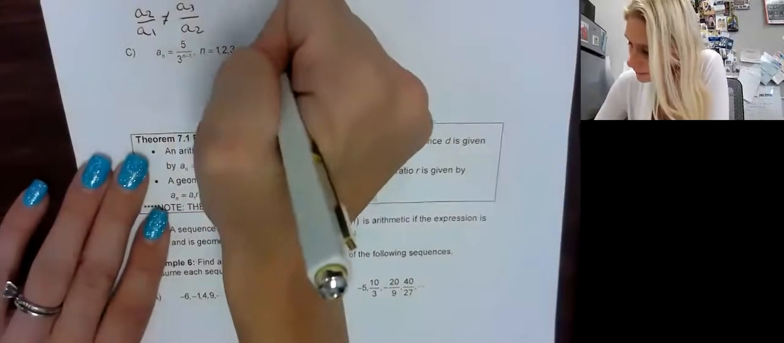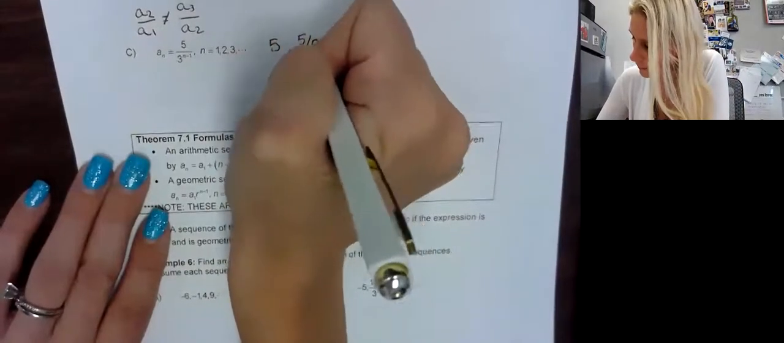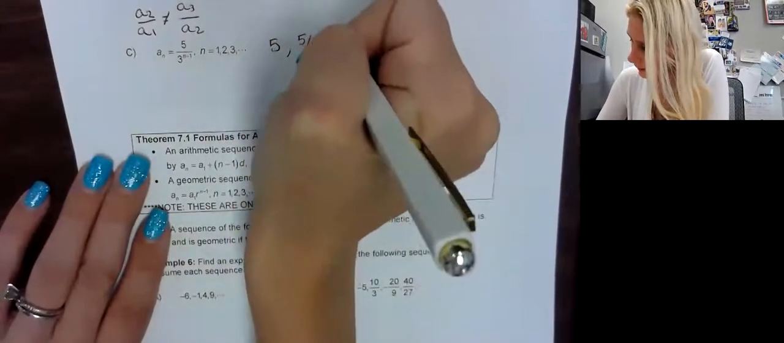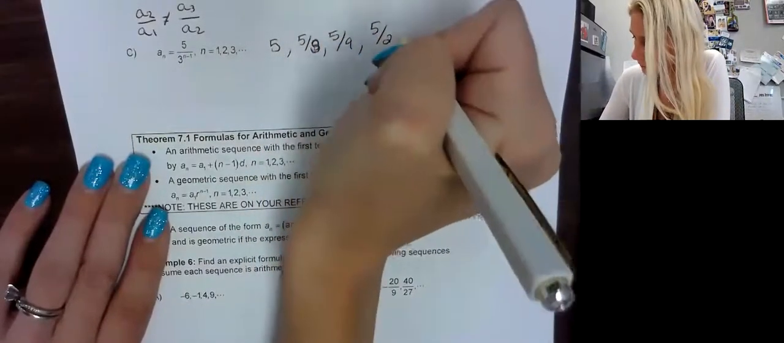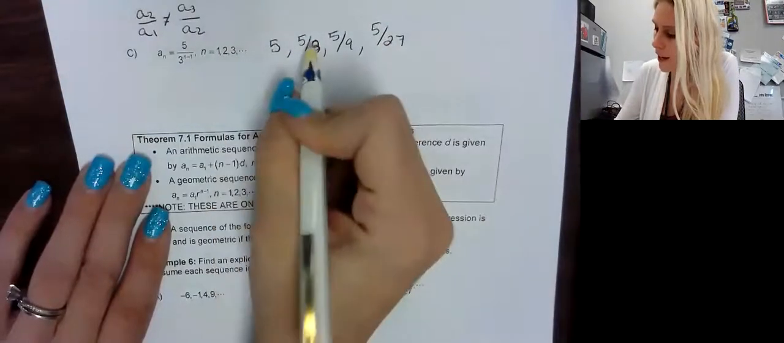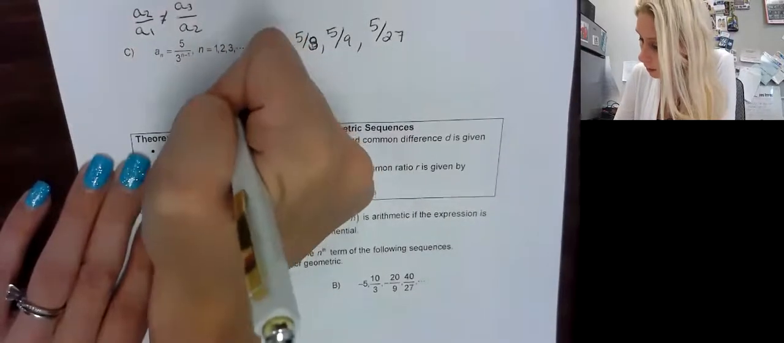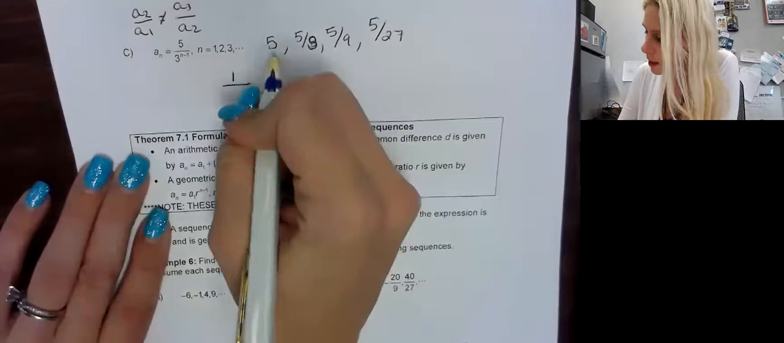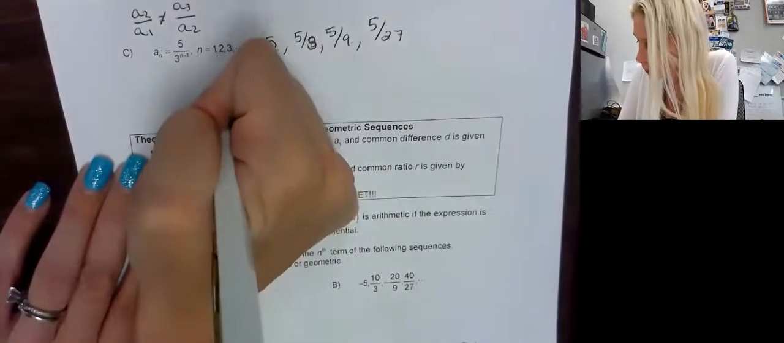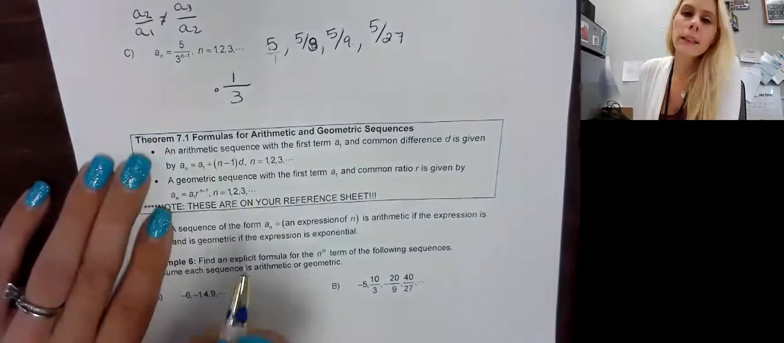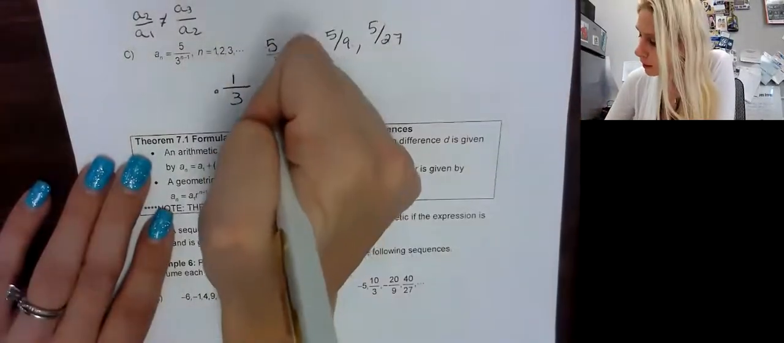C, let's look at these numbers. Remember it was 5, 5/3, 5/9, 5/27. Okay, right away I see 5 is just on top, right? So to keep 5 on top, we would be multiplying by 1. And on the bottom, we go from 1 to 3 to 9 to 27. What are we multiplying by? We are multiplying by 3. So since we are multiplying by a common ratio, we are geometric.